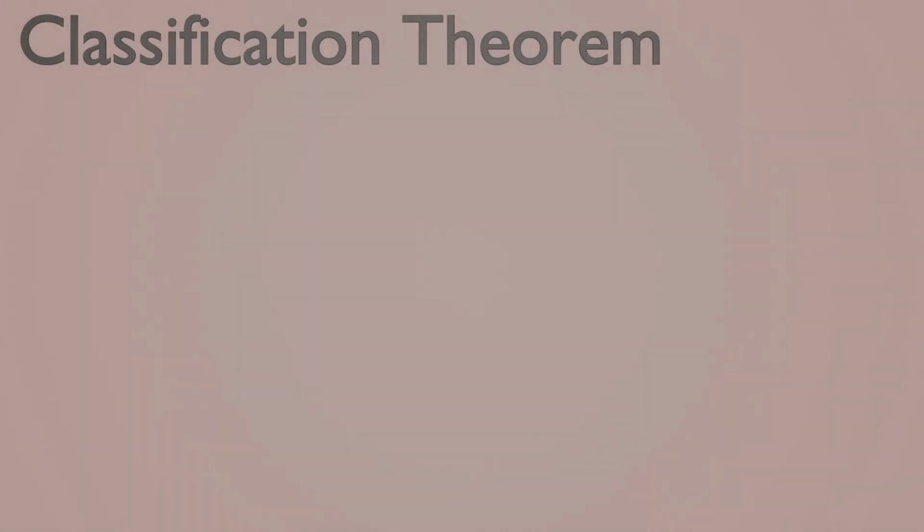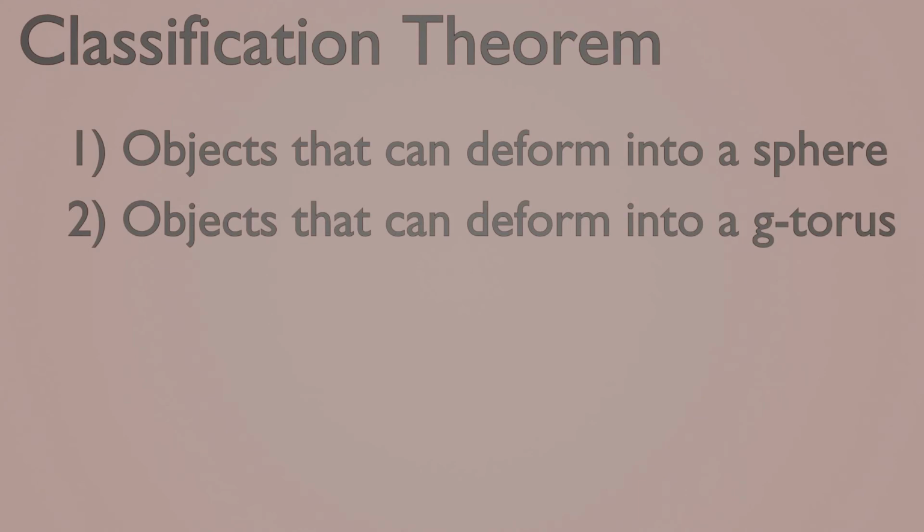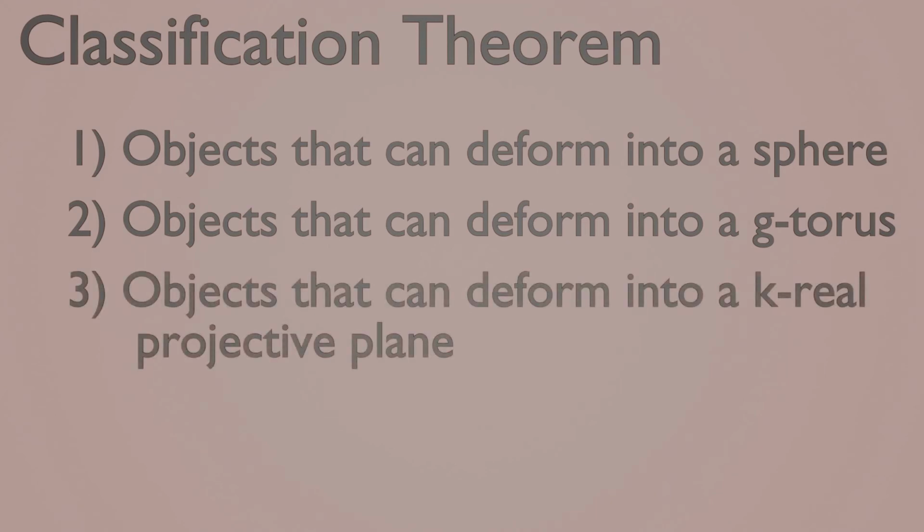Now, if the object is connected and closed, there is a theorem called classification theorem which states we can classify an object into 3 categories. First, objects that can deform into a sphere, which has Euler characteristic of 2. Second, objects that can deform into a connected sum of G numbered torus, which has Euler characteristic of 2 minus 2G. Third, objects related to connected sum of K numbered real projective planes, which have Euler characteristic of 2 minus K. Here are some representations of each category.